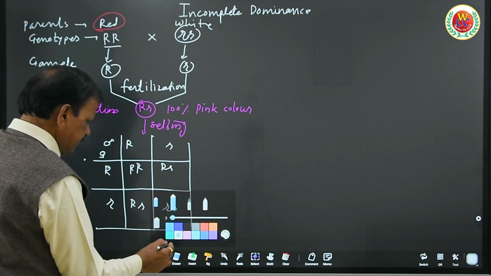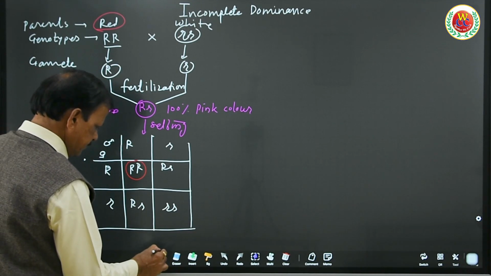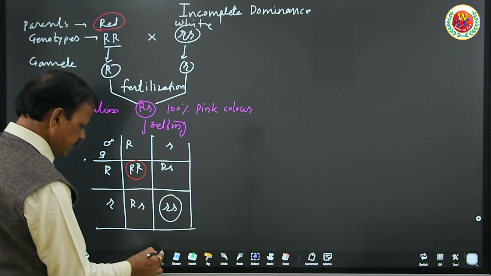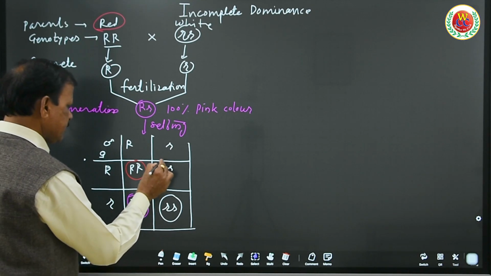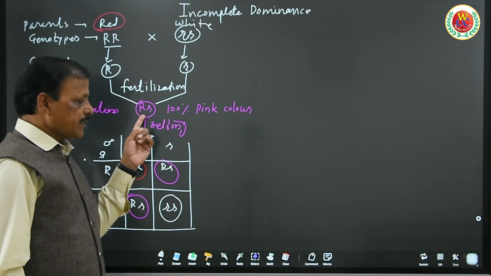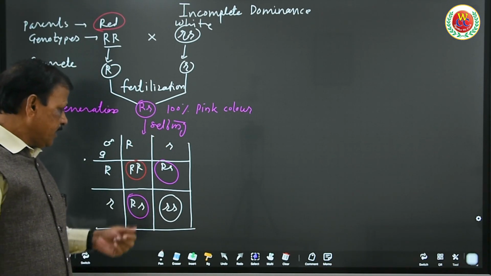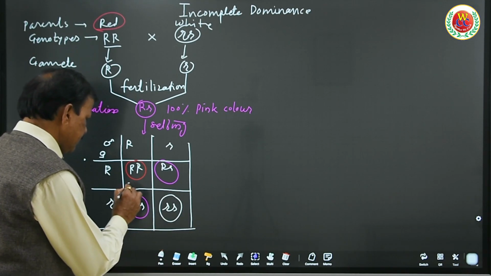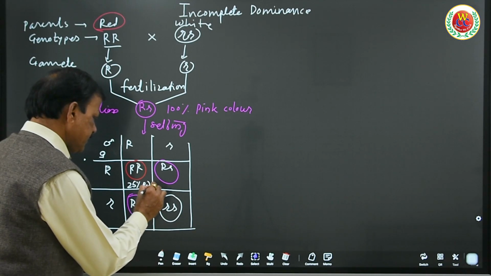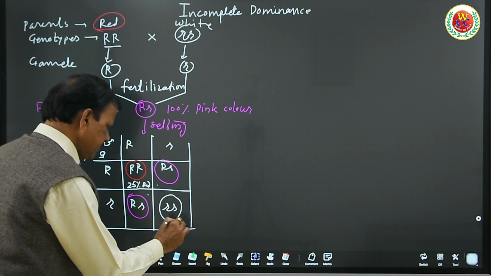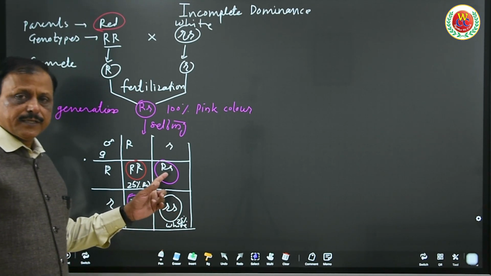Here just see, this is a red color flower, this is a white color flower, and this is pink color. These are two pink color flowers. So see, in the F1 generation all flowers were pink color, but when selfing was made, 25% of flowers were red in color. This plus this is called 50%, and 25% of flowers were white color, and 50% were pink color.